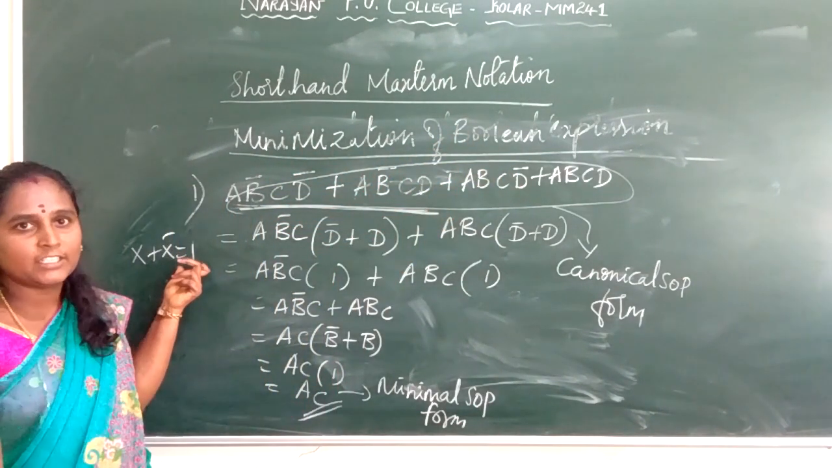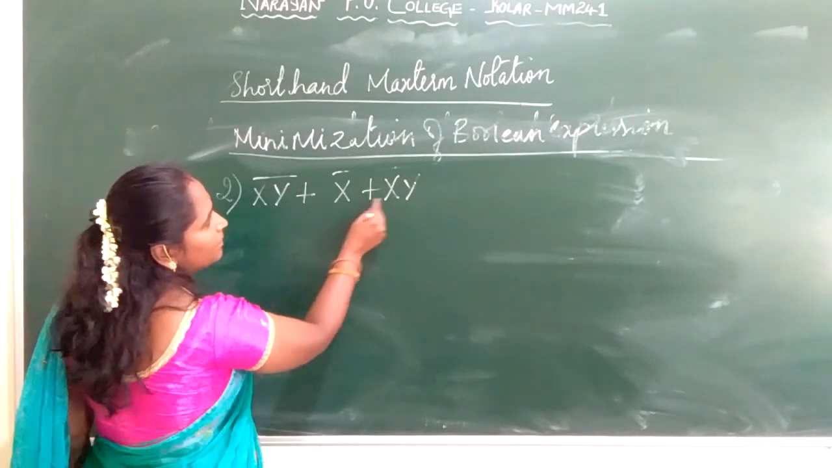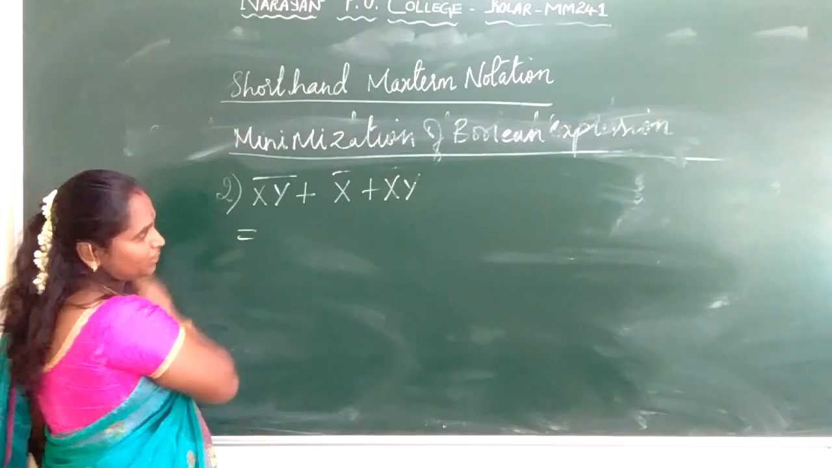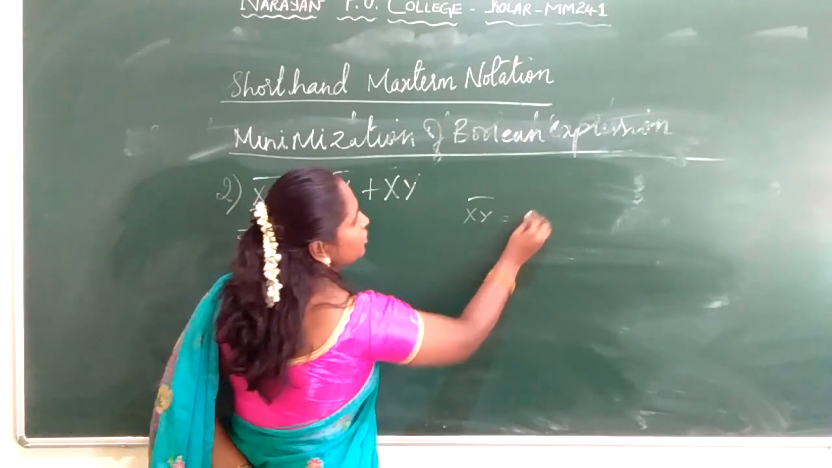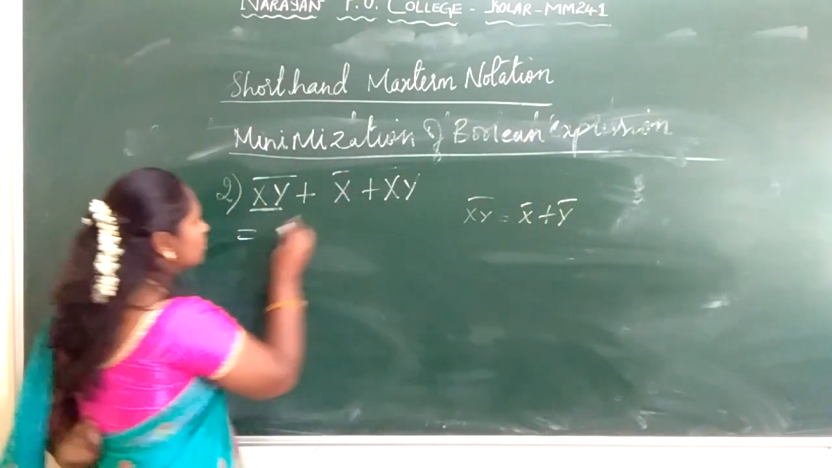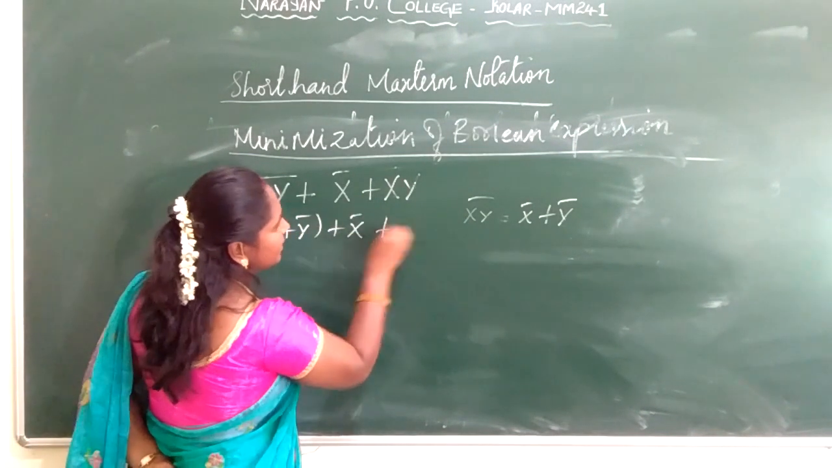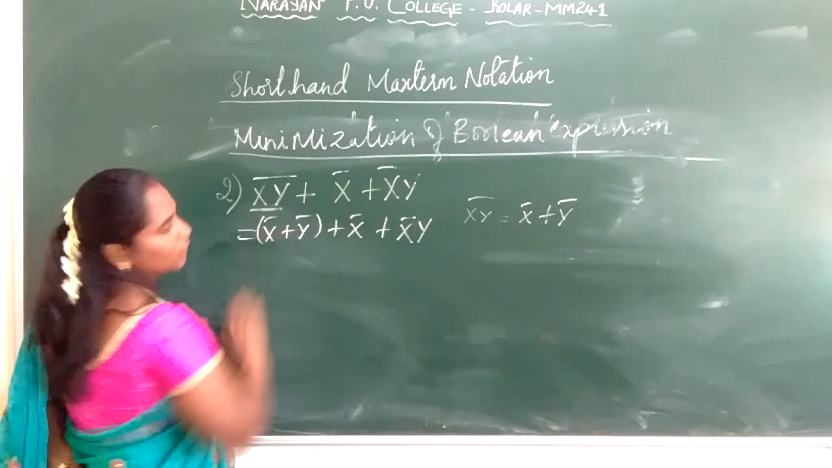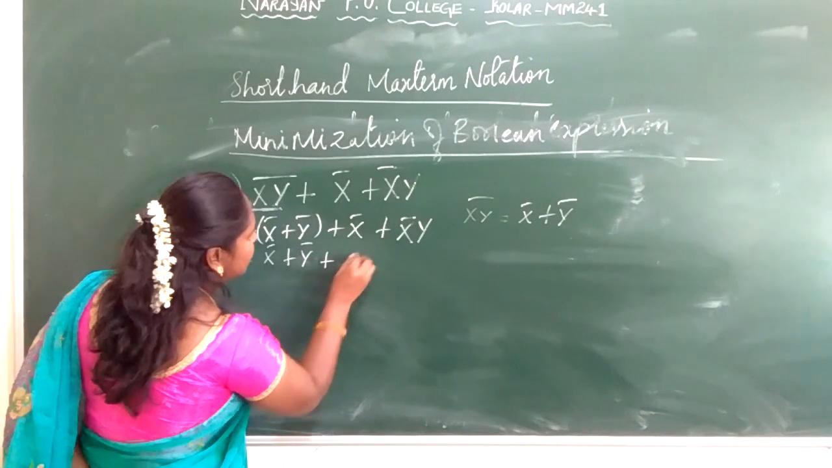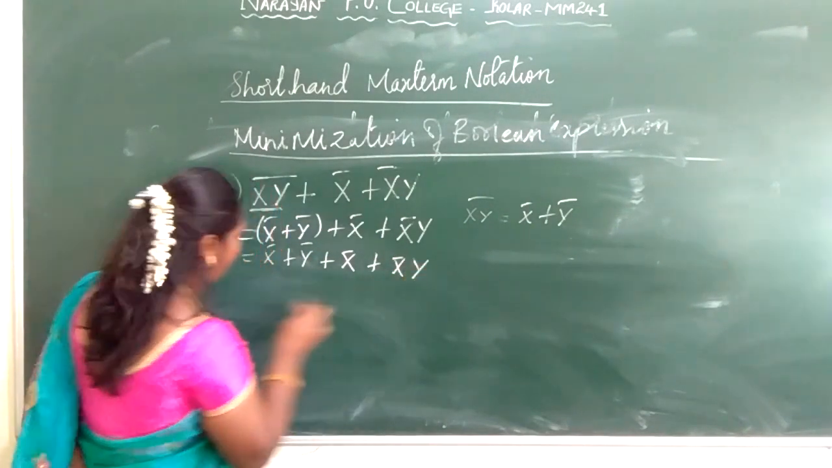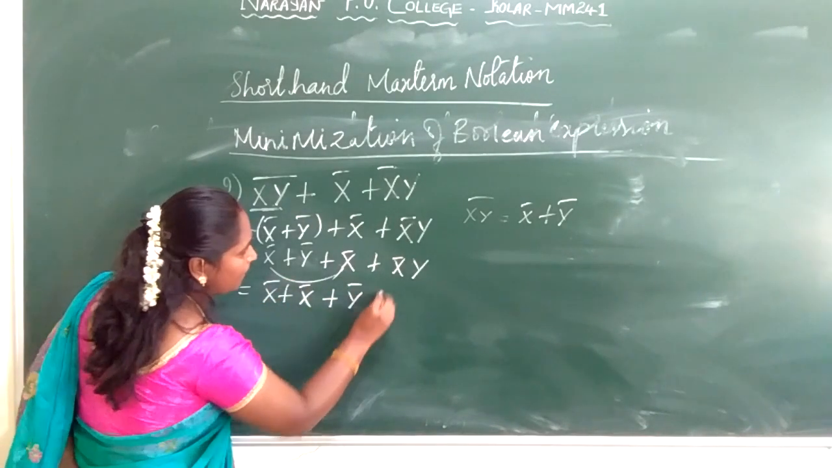Next, the second example. The second example is (xy)' plus x bar plus x bar y. Take the expression and apply De Morgan's law, that is (xy)' is equal to x bar plus y bar. So I am writing this as x bar plus y bar, plus x bar plus x bar y. Now take this: x bar plus y bar plus x bar plus x bar y. Here you put x bar plus x bar plus y bar plus x bar y.